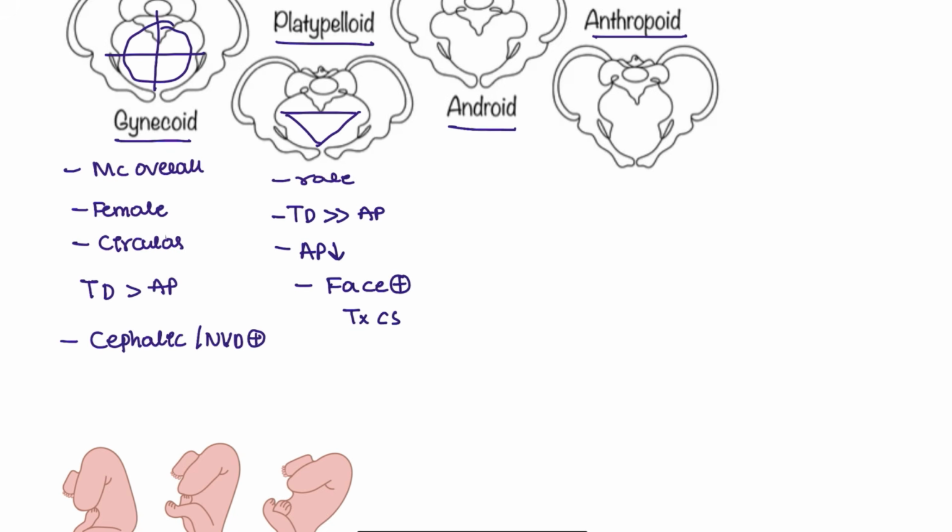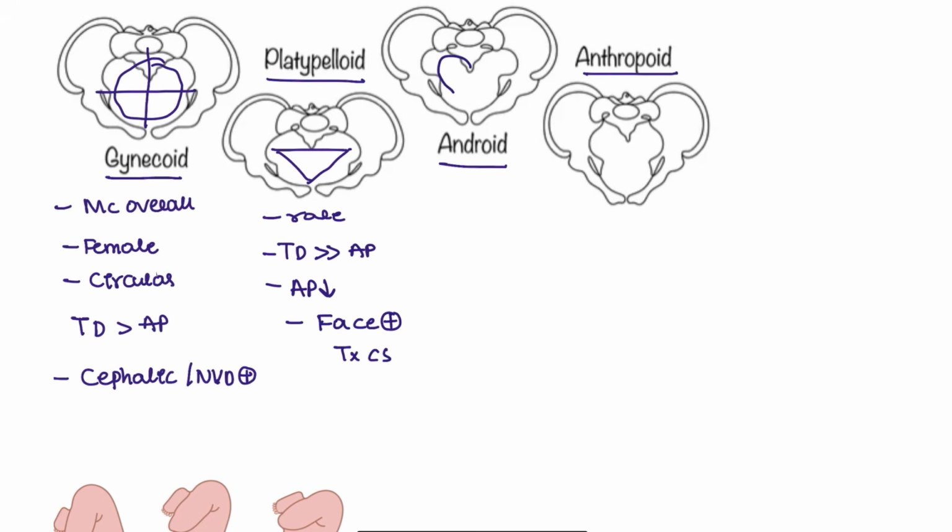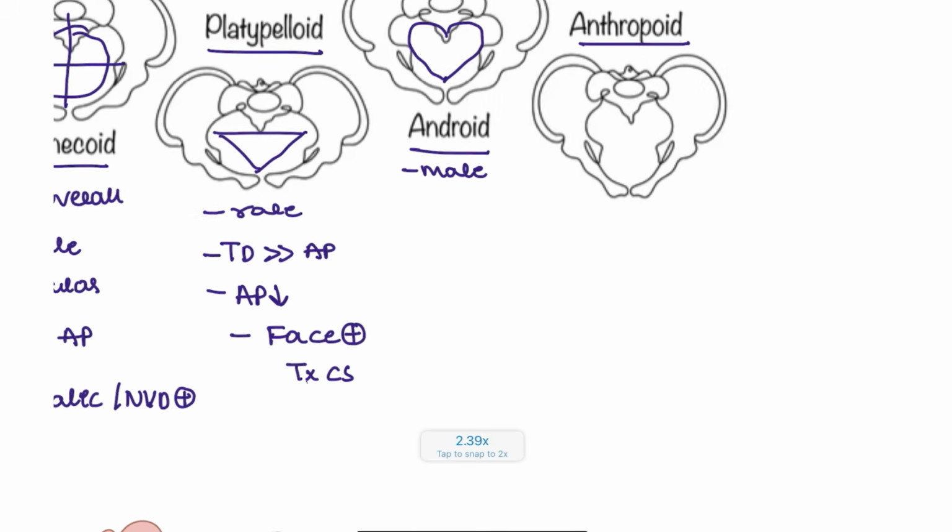Okay, next, coming to the android. Android is in the shape of a heart, and this is most commonly present in male patients. All male patients consist of the android type. The android type is also seen in females.